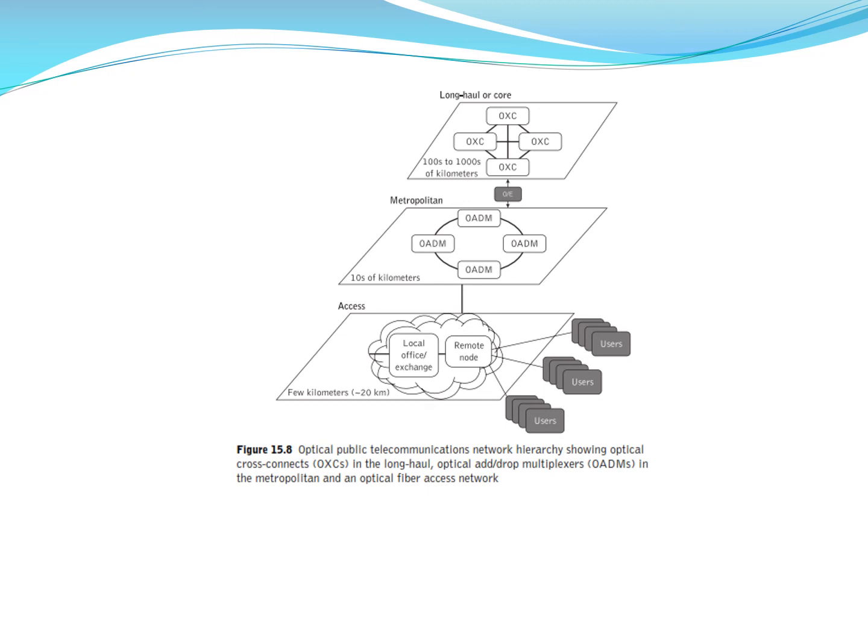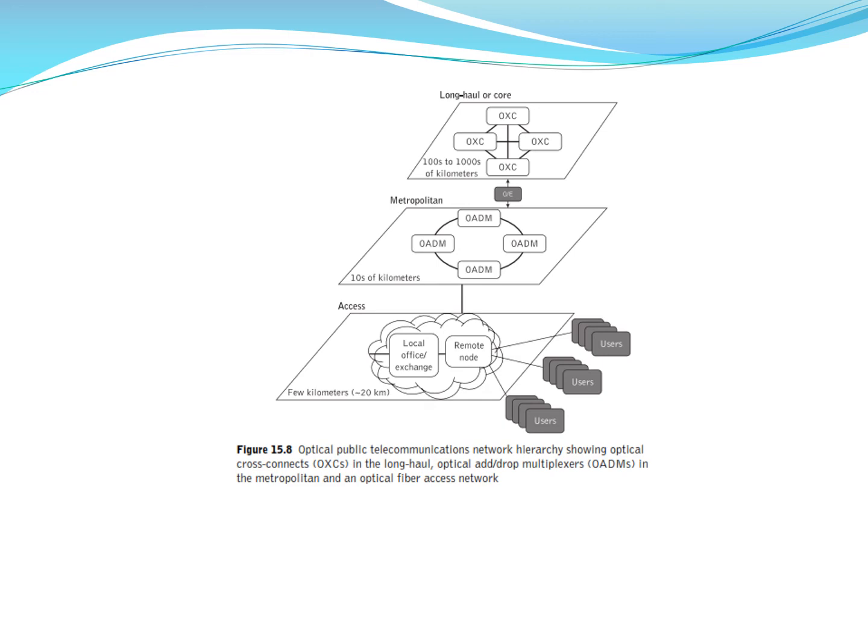Then we have access networks. Access networks span a few kilometers. Here we have a local office or exchange. It is connected to a remote node, which is then connected to a number of users. Users can communicate with each other only through a local office or exchange with the help of a remote node.